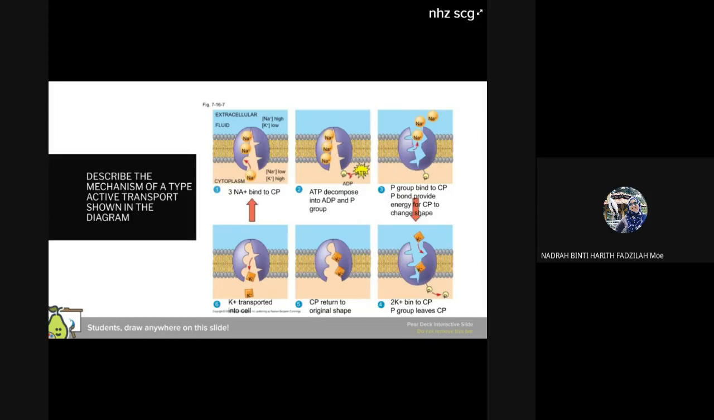For example, in this particular diagram, we want to transport sodium first. We can see that sodium concentration inside the cell, in the cytoplasm, is lower than sodium concentration outside the cell, which is in the extracellular fluid. Tengok dia label kat situ, Na plus low, Na plus high. So first, 3 sodium enters the binding site of the carrier protein, and then in step number 2, when ATP combines with carrier protein, one phosphate will be transferred to the carrier protein.